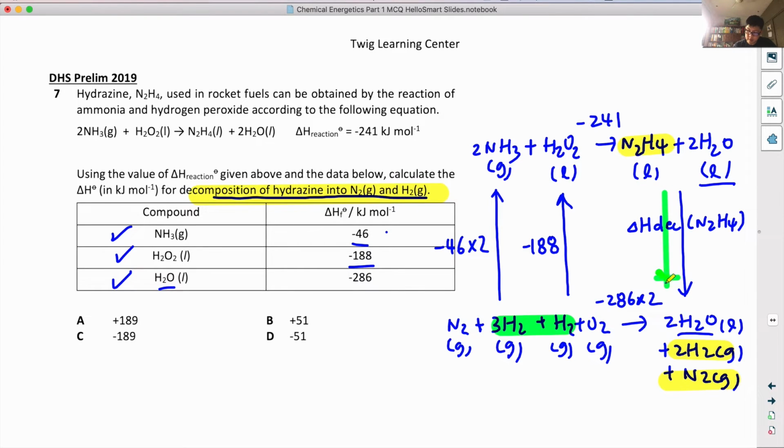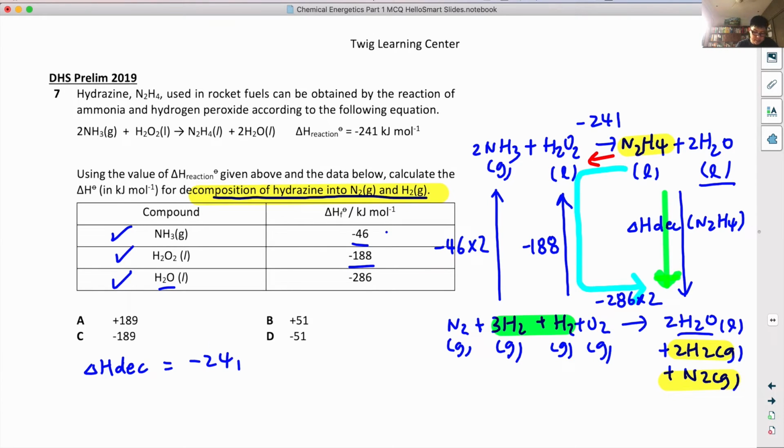Okay, from here to here is equivalent to from here all the way to here. So I'm going to just do it directly, right? The enthalpy of decomposition of hydrazine is equal to minus 241. Since it's going in the opposite direction, it becomes a plus.